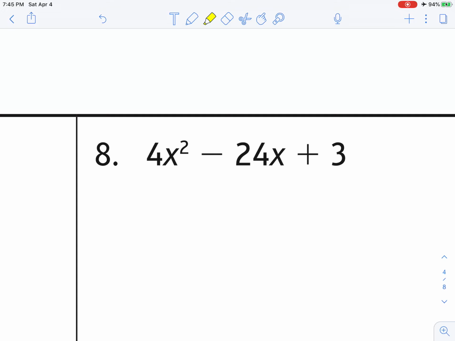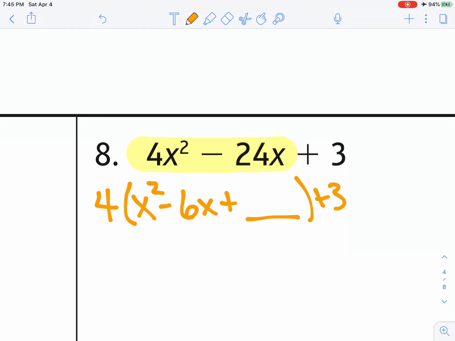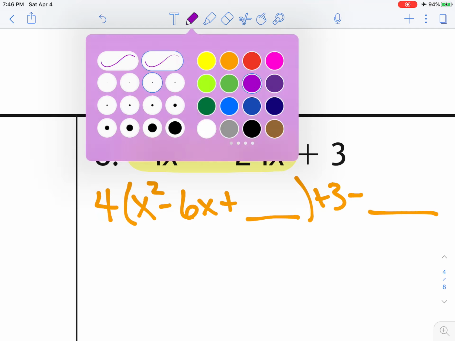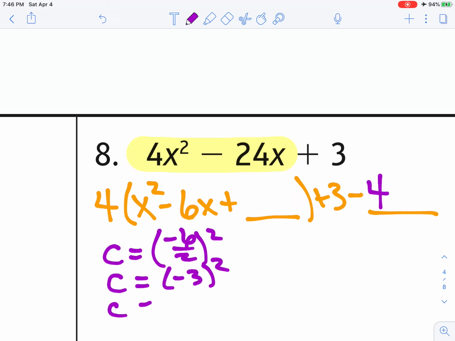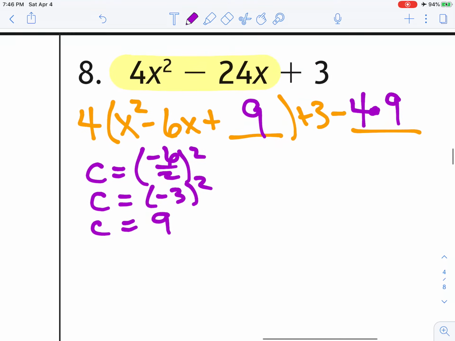Okay, so let's try one more time together. So I take out a 4: x squared minus 6x plus blank plus 3 minus blank. Okay, hopefully you know that the 4 goes right here. So my c value is going to be negative 6 divided by 2, all squared. So this is going to be negative 3 all squared. So that's 9. I'm going to put 9 in those 2 spots.